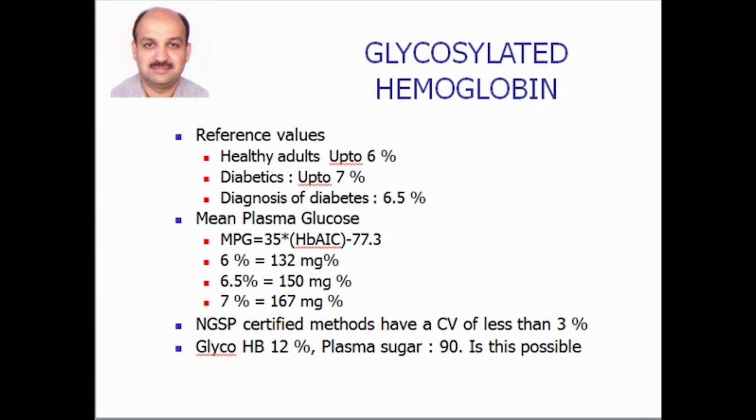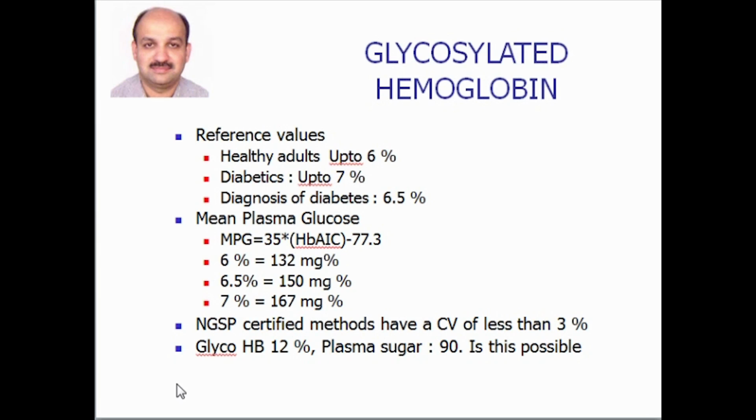We can also derive the mean plasma glucose from this formula. So if the HbA1c or the glycosylated hemoglobin is 6%, his mean plasma glucose will be 132. If it is 6.5%, it will be 150, and if it is 7%, it will be 167. So in diabetics, what we try to do is to see that the level gets maintained around 7% or 167 milligram percent.